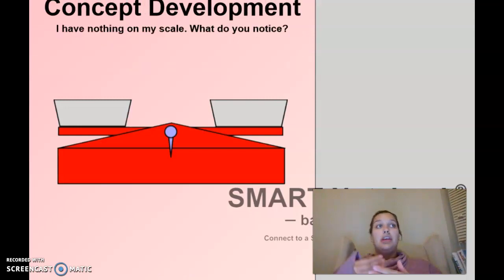If you wanted to, you can draw a picture of what that seesaw would look like. That's totally up to you though.